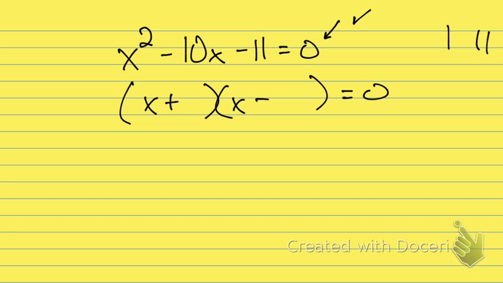The factors of 11 are only 1 and 11. Which one of those has to be negative? The 11. James, why does the 11 have to be the negative? Because it's a negative 10 to add. So it has to go like this.